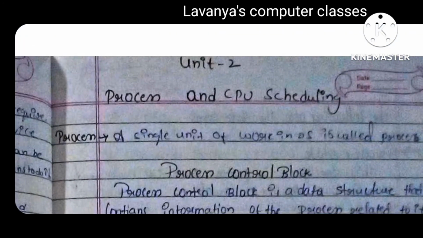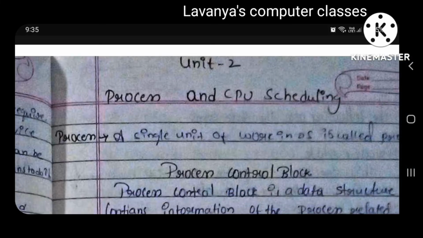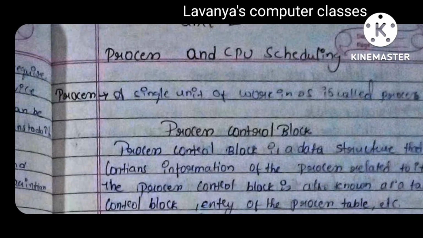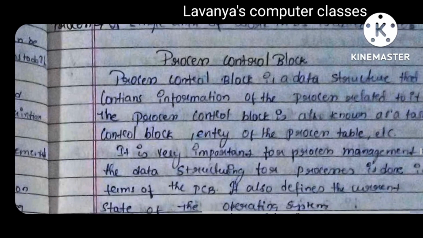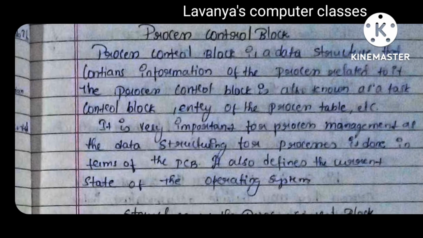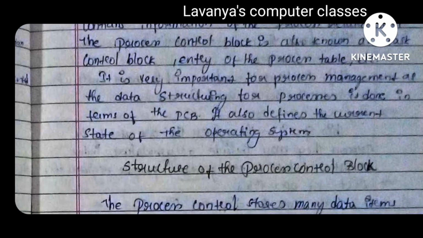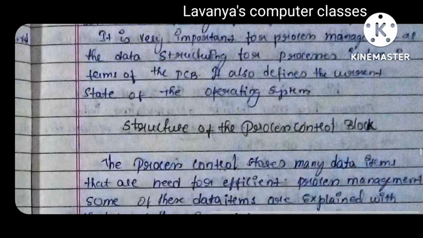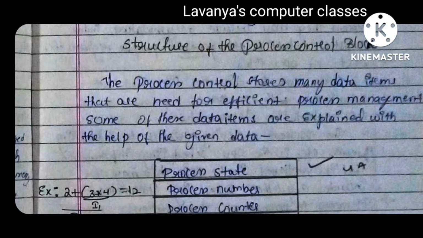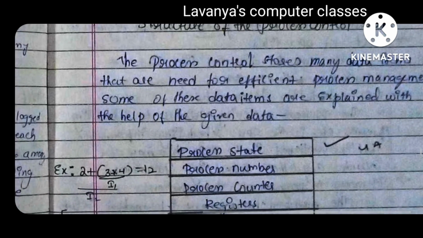Now unit 2. Unit 2 is process and CPU scheduling. So process control block. What is a process? Process control block. Definitions. Structure of process control block. This is the structure of process control block.